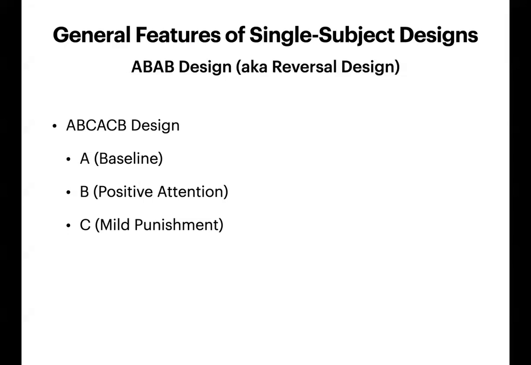In an alternating treatments design, which differs from the ABC-ACB design, two or more treatments are rotated rapidly on a fixed schedule. For example, positive attention might be given one day, followed by mild punishment for not studying the next day, and so on. In another variation, one treatment could be applied in the morning and a different treatment in the afternoon. This design provides a quick and effective way to compare treatments.